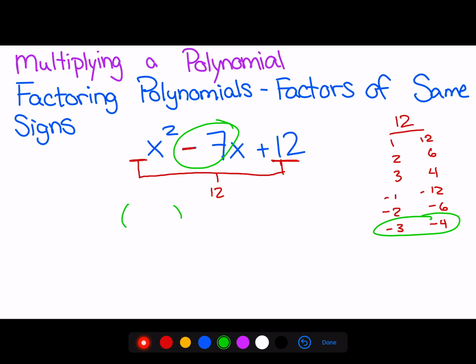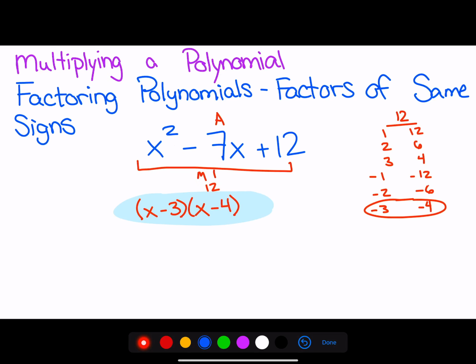So I create my double bubble. I put negative 3 and negative 4 within it. And then what goes first is whatever variable we're dealing with. In this case, we're dealing with x still, so they would both get an x in there. So this leaves us with x minus 3 times x minus 4. And that's it.